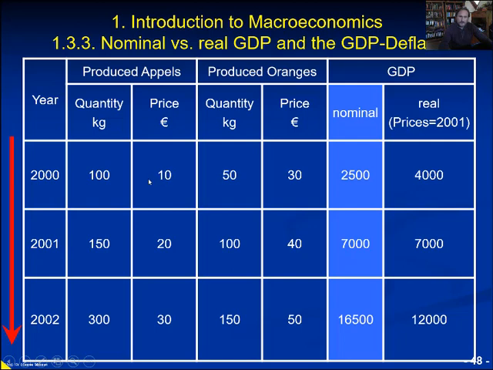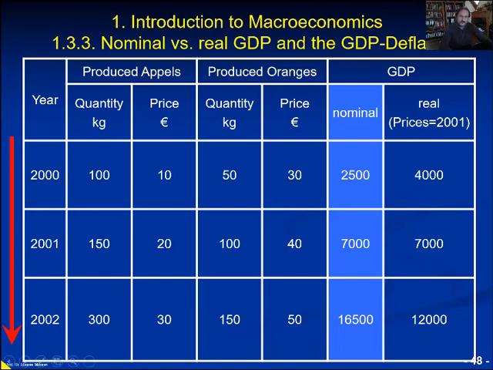The result is 1,000 euro production value, value added in the apples industry. Then we take a look at the oranges industry. Here we have a production of 50 kilogram. We have a price of 30 euro per kilogram.